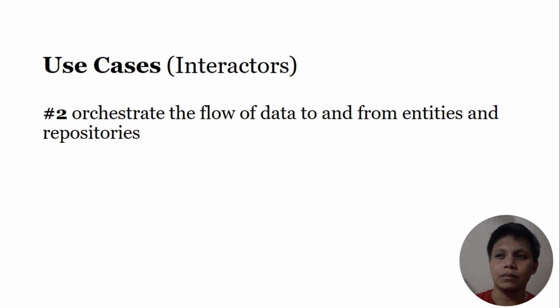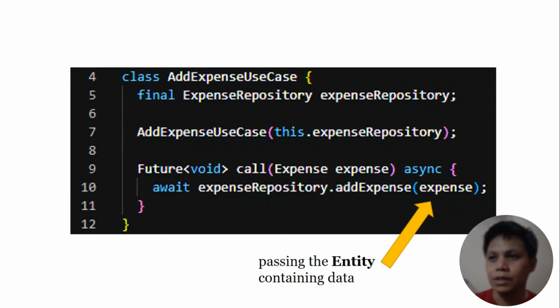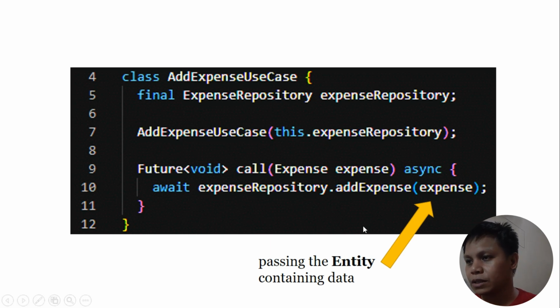Now, let's break it down. What does this mean? For example, we have the add expense use case. Let's focus on lines 9 and 11 of the code, this call function. And as you notice, this call method or function is asking for an expense entity. The one that will provide this is the presentation layer, by the way. But let's focus right here on this arrow. You notice that this expense object is what we call the entity.